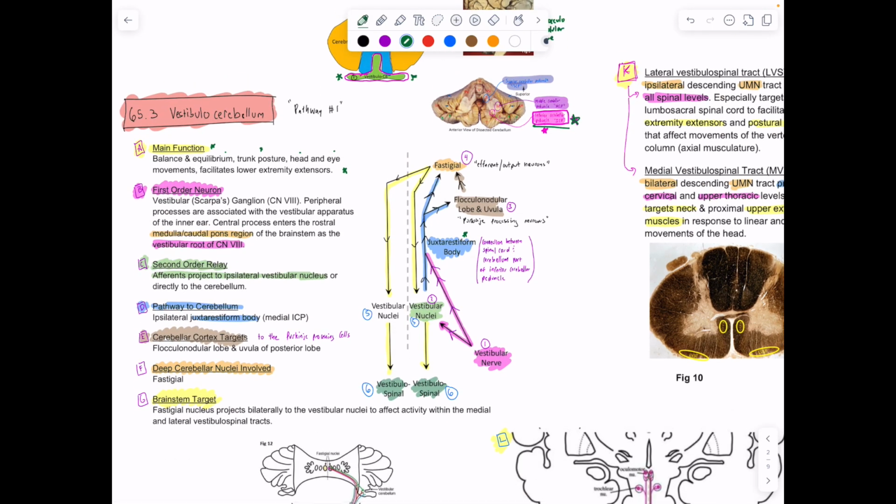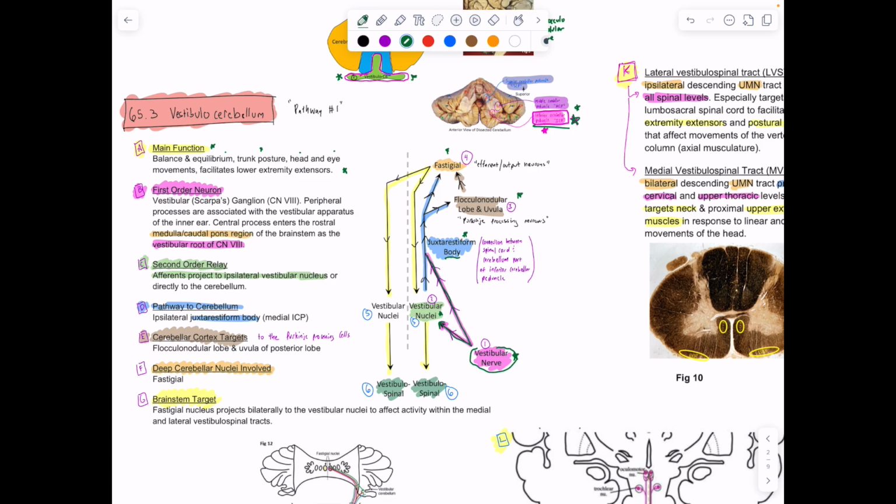The first order nuclei are going to be in our vestibular nerve, coming off of the ear region. You have a vestibular ganglia, and the vestibular nerve is going to come off of that. That's going to send its axons to one of two places, one to the vestibular nuclei, and then the other place it can send to directly is through the juxtarestiform body, again, of the inferior cerebellar peduncle, and into the flocculonodular lobe, or directly to the fastigial deep cerebellar nuclei.